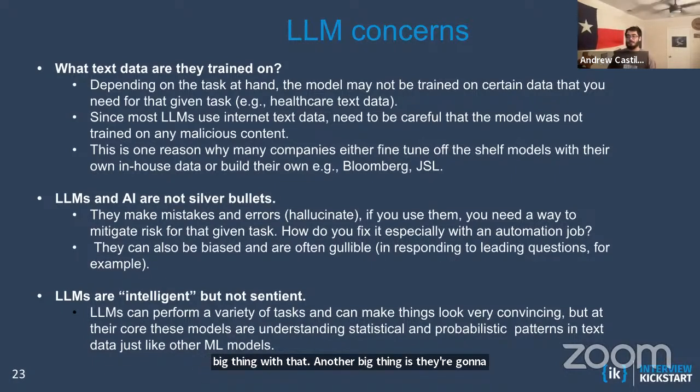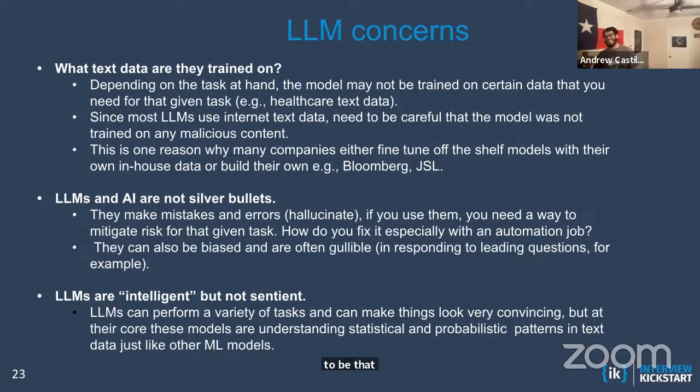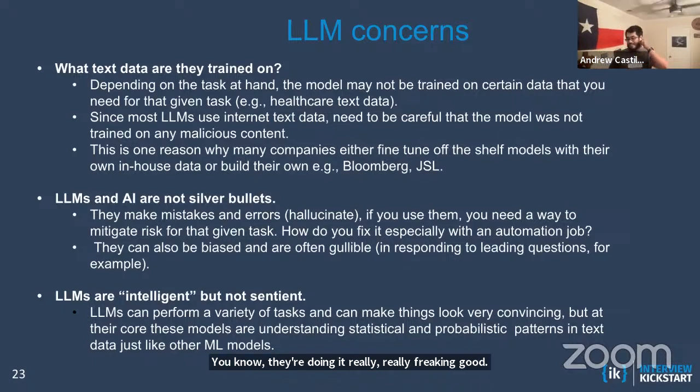Another big thing is that LLMs are intelligent, but they're not sentient. Oftentimes, people come to me like, "Hey, is Skynet coming back?" From Terminator? No, man. These models at the core are just understanding probabilistic patterns, but they're doing it really, really well. They're very convincing, but no, they're not thinking. They're doing what we're asking them to do, based on this transformer architecture and all the parameters they have. That's why they're able to do it in a very awesome way, which is cool, but to the untrained eye, it can also be pretty scary. So something to keep in mind there.